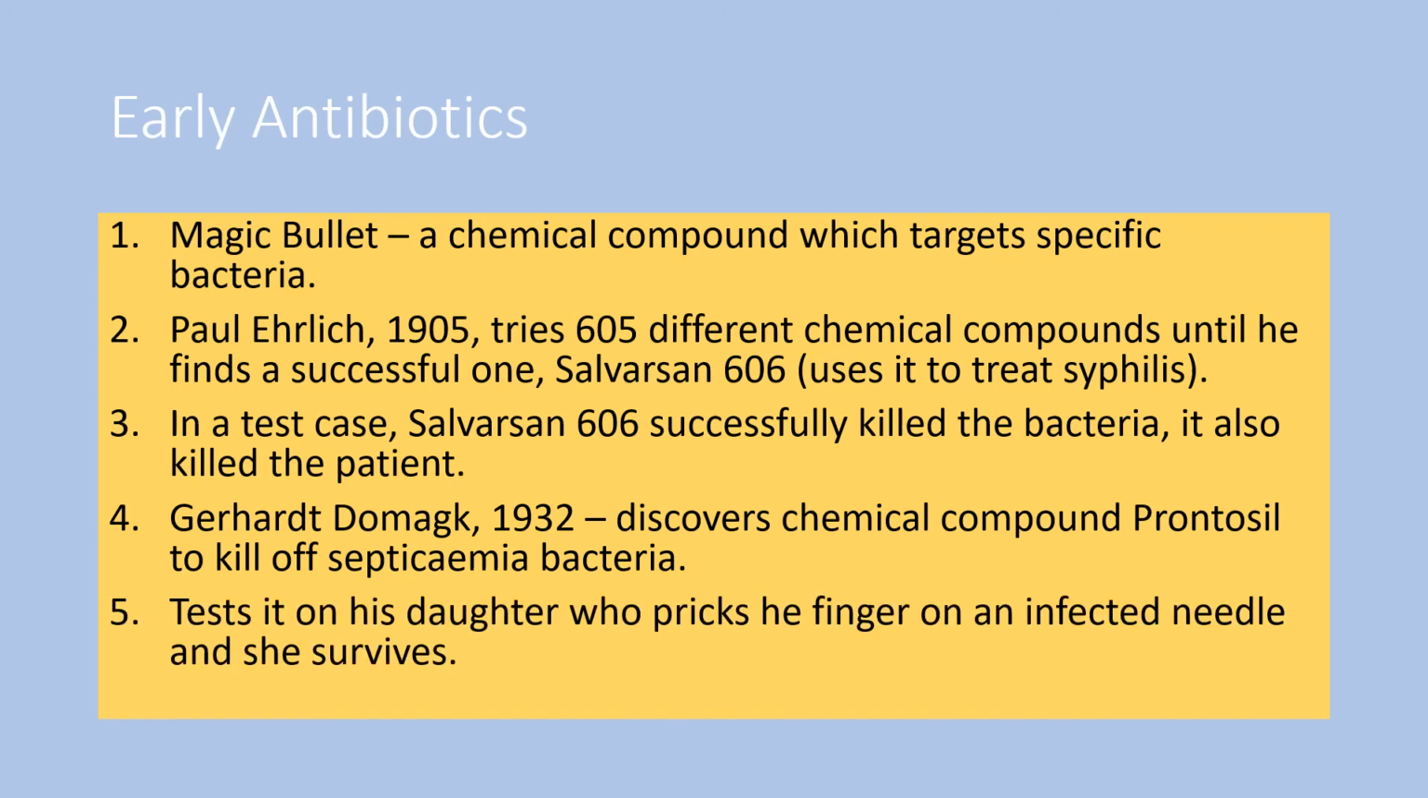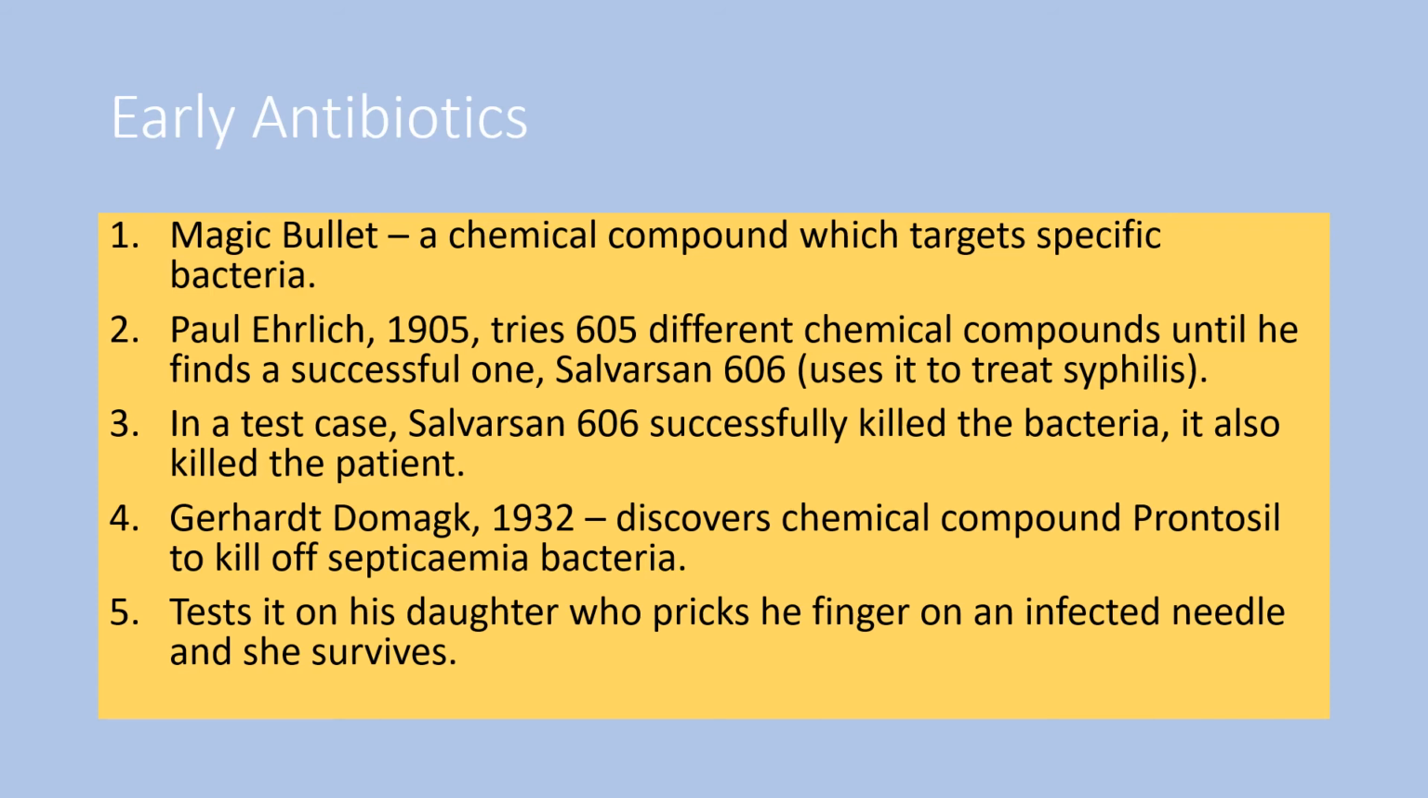And the fact that Prontosil works in doing that is an example of something happening by chance, because he is able to test it on his daughter. His daughter pricks her finger on an infected needle. Kind of feel like maybe social services might want to get involved in what's going on in the Domagk household if there are infected needles just lying around for someone to prick their finger on. But nonetheless, she pricks her finger on an infected needle.